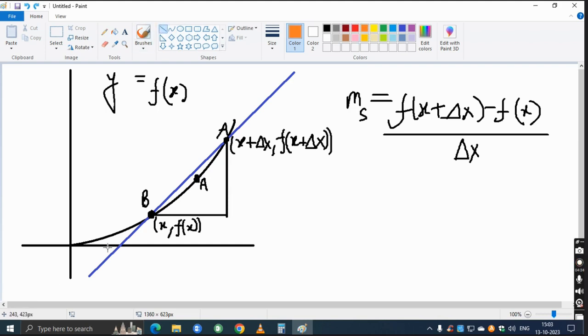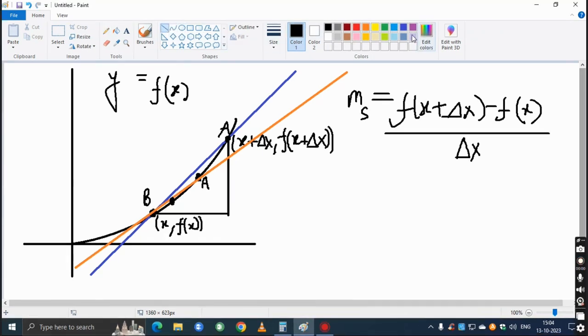Now how's the secant line going to be? It's going to be somewhat like this. Yeah, so that is going to be the secant line. Now let's say I brought this point A even more closer to B. So now how's the secant line going to be? Now it's going to be somewhat like this. That's going to be the new secant line.